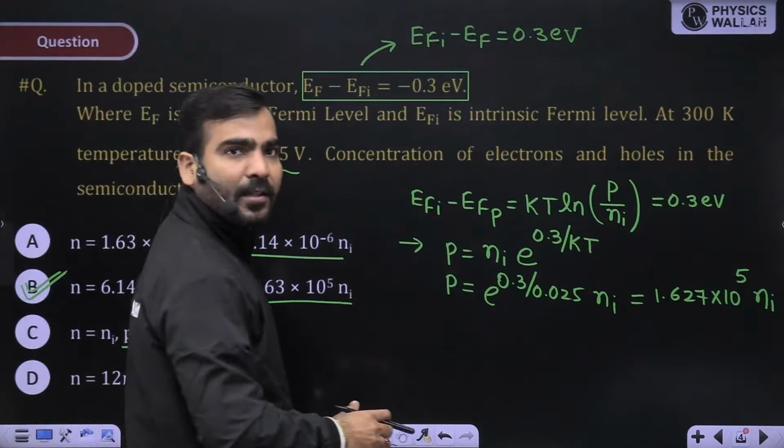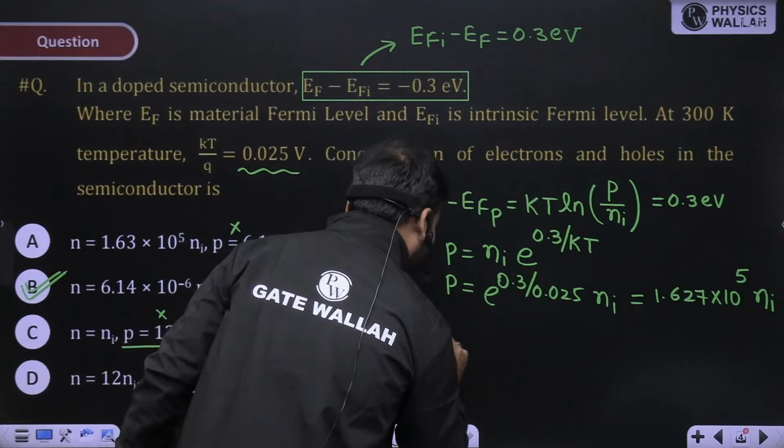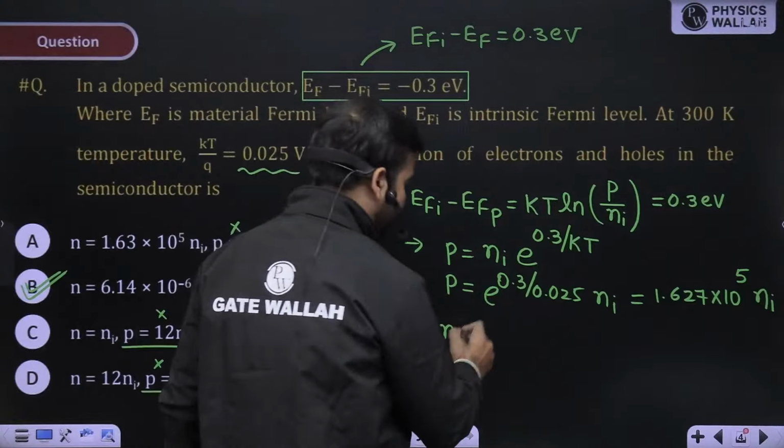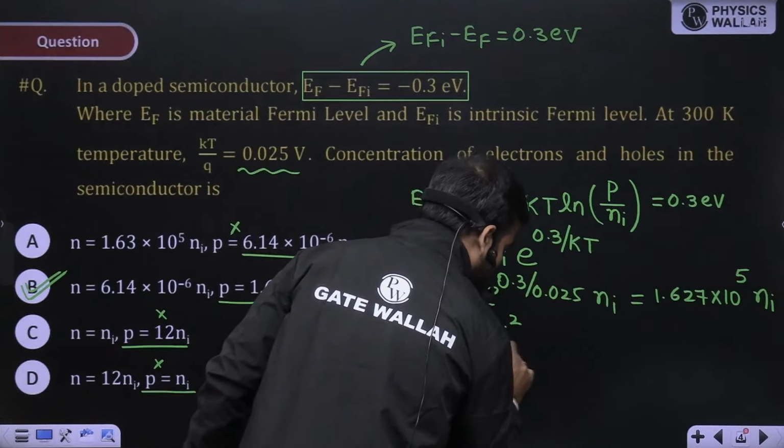Now you can cross-verify by calculating the electron concentration. How do we calculate the electron concentration? By the mass action law: n equals ni squared upon p.